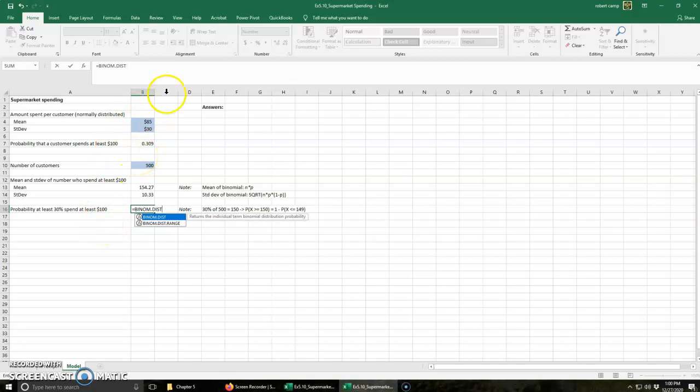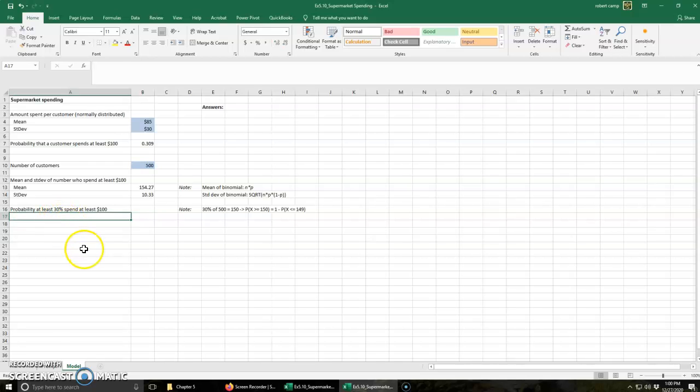So we'll come back to this here. Let's do that over here, down here. Number of people who spend $100. So the probability at least 30% of the people, so this would be equals 500 times 0.3. So 150 people would be 30%.